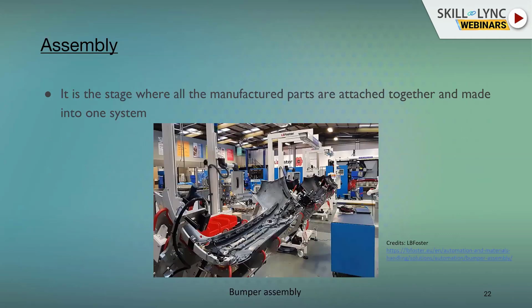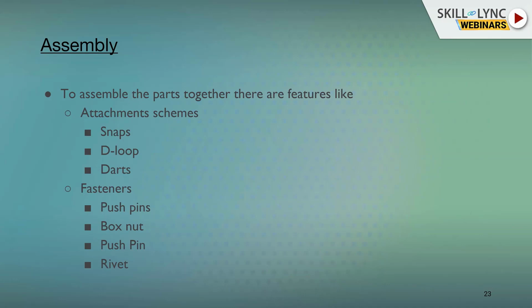Moving on to the assembly, once all the parts are designed according to the specifications, these components are brought together and made into a single assembly. As we talked about earlier, we have the front bumper assembly and the rear bumper assembly. Those are different kinds of assembly a vehicle can have. In the image I have displayed a rear bumper assembly, which is sitting on the assembly line. To bring the components all together, two types of attachment schemes can be used.